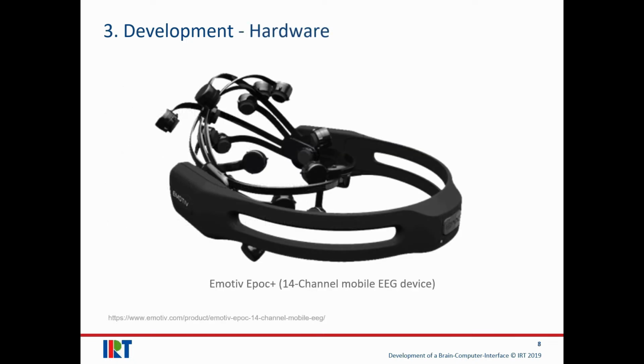The EEG device we used was the same as Charlie Gerard used in her inspiring talk. It's the Emotiv Epoc. It's a rather low-cost 14-channel EEG device that can be used wirelessly. It's pretty fast to set up, around 5 to 10 minutes, and it can be even faster if you're used to it.